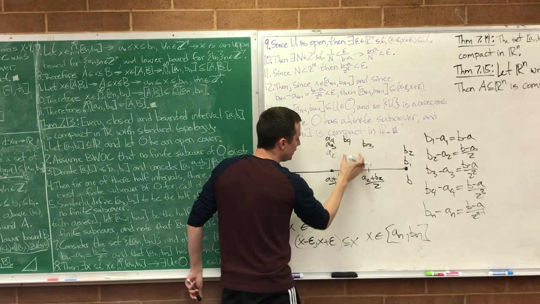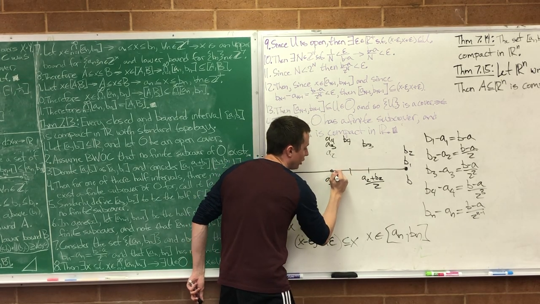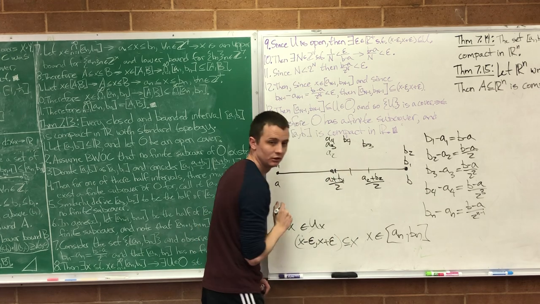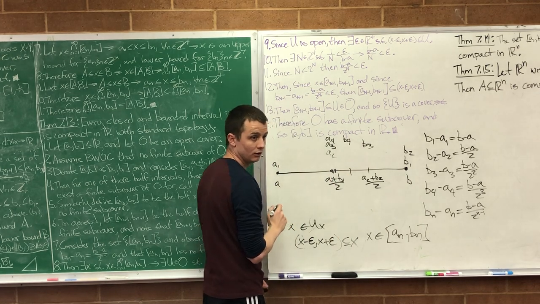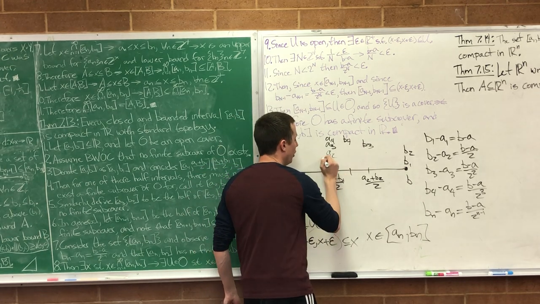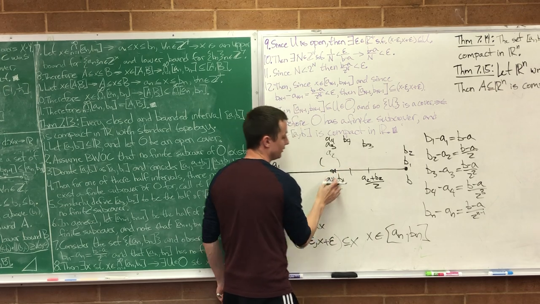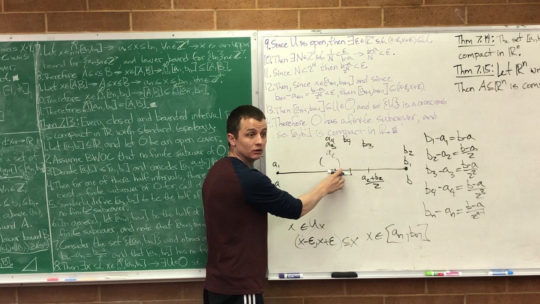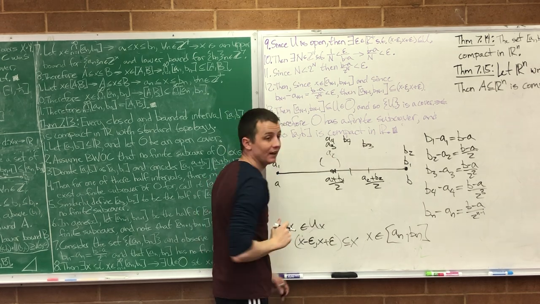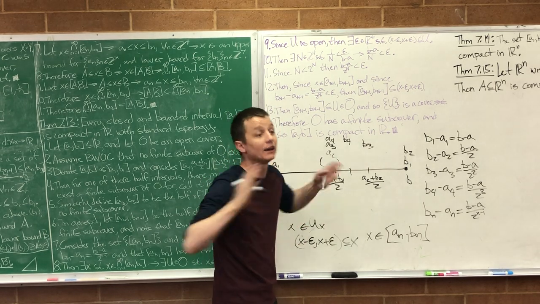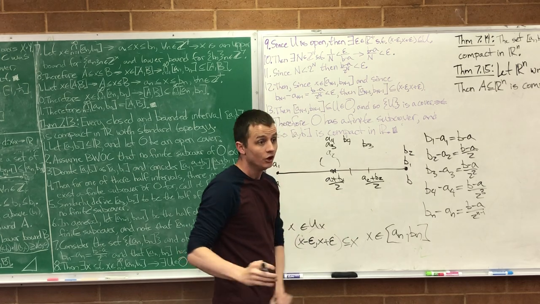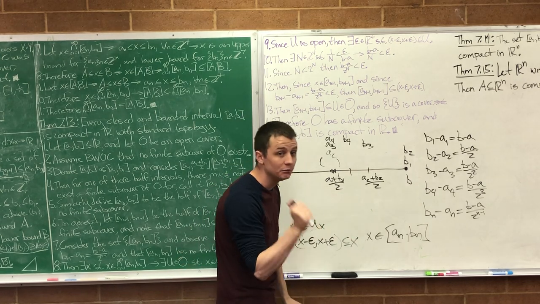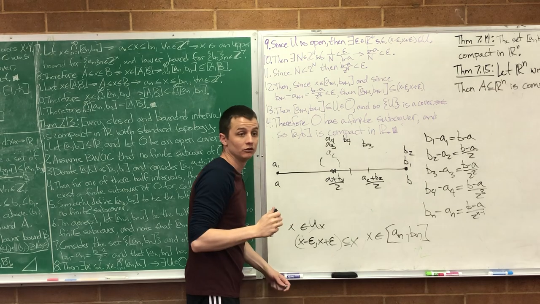So I'm going to keep making these smaller and smaller until we talk about a really, really small distance. I'm going to find an open set covering x that happens to cover that entire distance. And if I find one open set that covers that entire distance, that's our contradiction, because we are assuming it takes infinitely many to cover it.